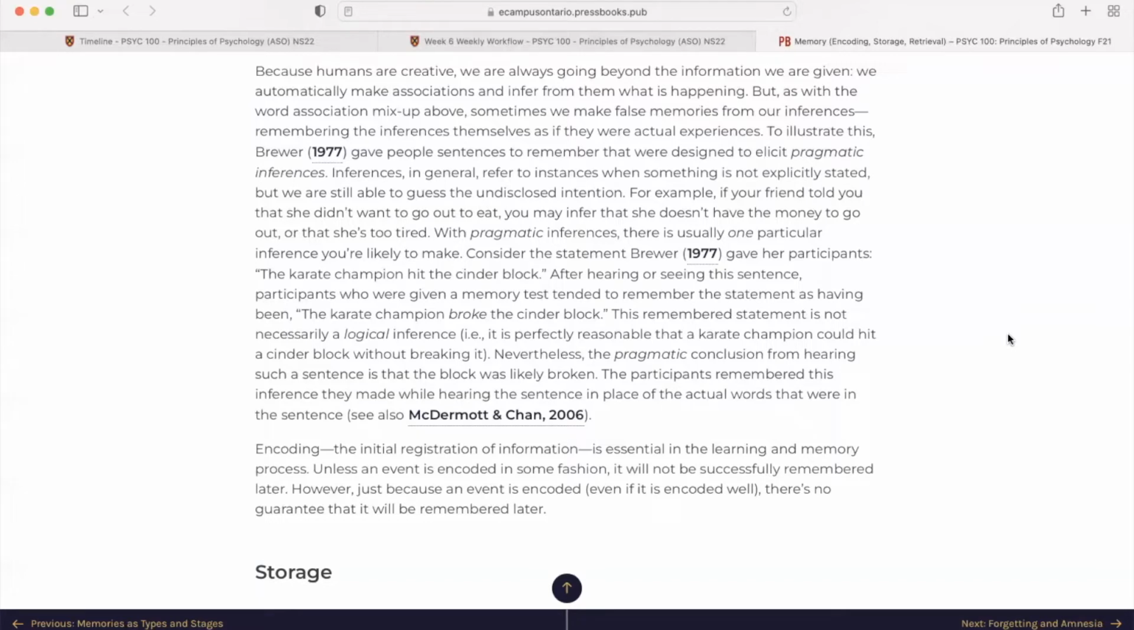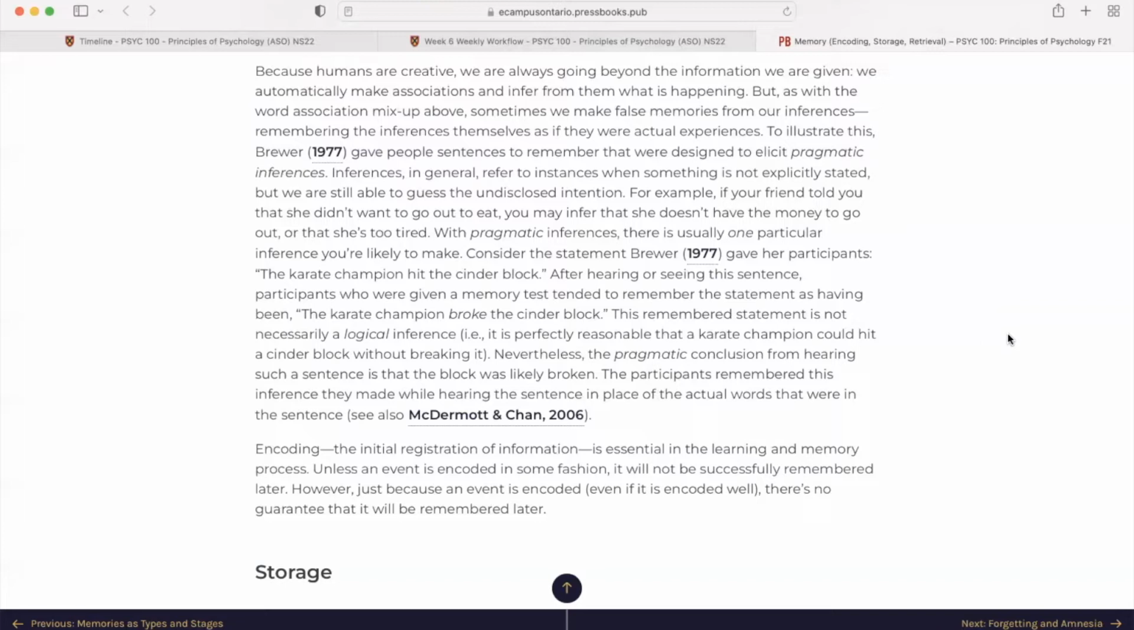The karate champion hit the cinder block. After hearing or seeing this sentence, participants who were given a memory test tended to remember the statement as having been, the karate champion broke the cinder block. This remembered statement is not necessarily a logical inference, i.e., it is perfectly reasonable that a karate champion could hit a cinder block without breaking it. Nevertheless, the pragmatic conclusion from hearing such a sentence is that the block was likely broken. The participants remembered this inference while hearing the sentence in place of the actual words that were in the sentence. Created a visual, right?